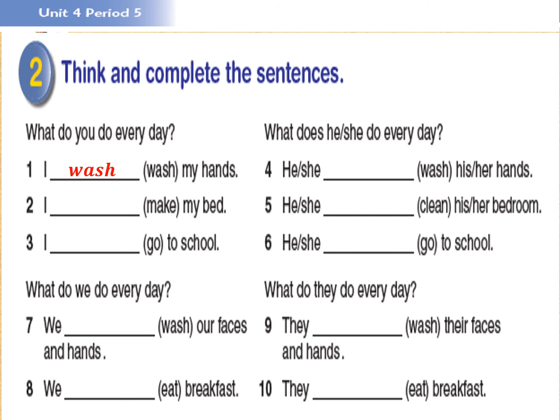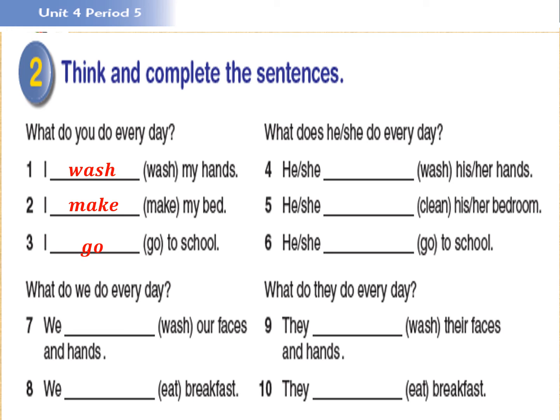Number 2, I make my bed. Okay, as we said, when the subject is I, we don't add anything to the verb. We use the verb as it is, the infinitive. I make my bed. 3, I go to school.